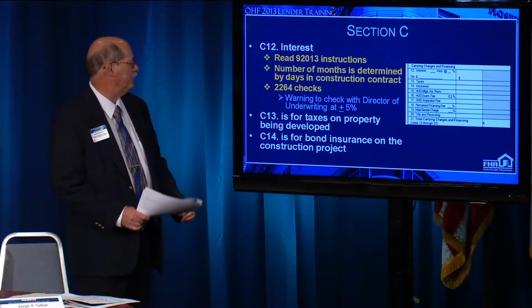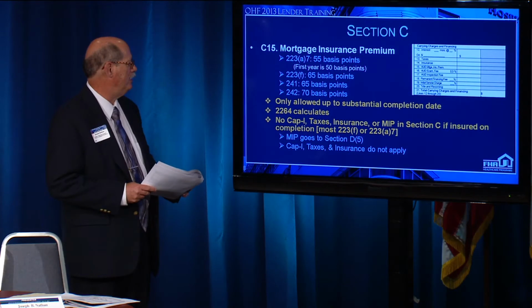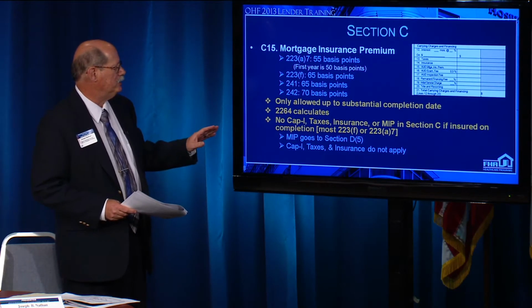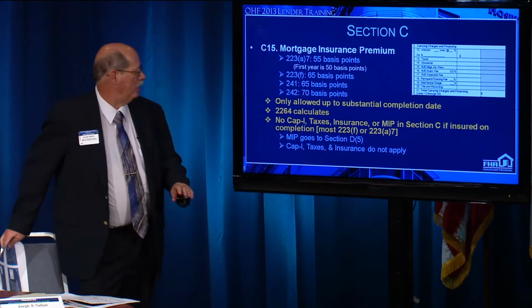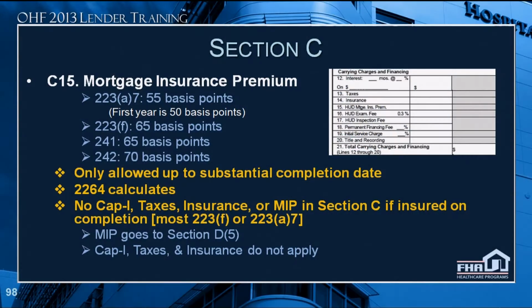Let's go to the next slide. I'm going to try and keep us moving here. The mortgage interest premium: for a 223(a)(7), it's 55 basis points, but for the first year, it's 50 basis points. We already talked about that earlier on the fees. For the 223(f) and 241, it's 65 basis points, and for 242/70, it's 70 basis points that is includable in the insurance.